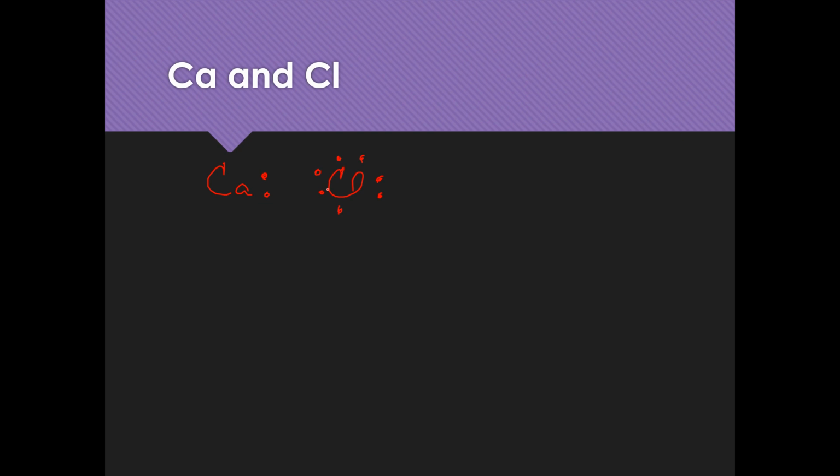So what's going to happen is one of these valence electrons is going to come over here and give up an electron to chlorine. In the process, chlorine becomes negatively charged. It has a total of 8 valence electrons. Life is good. Calcium, on the other hand, got rid of this valence electron, but it still has 1 more.